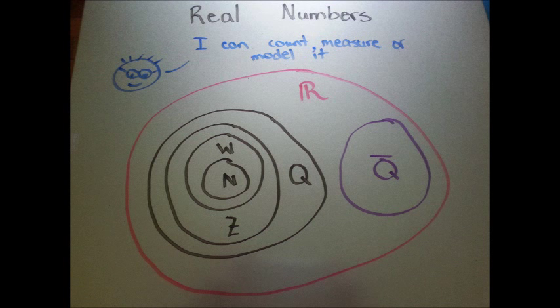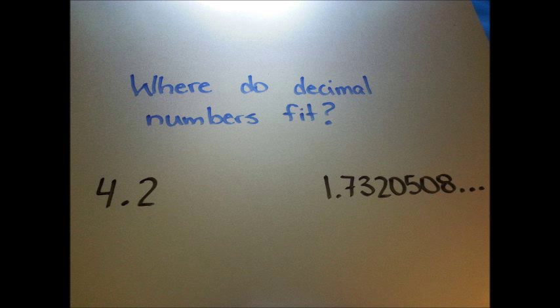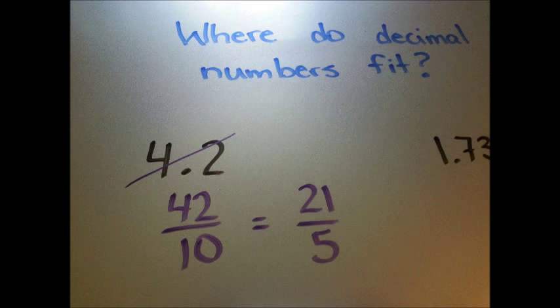Real numbers are things that you can count, measure, or model. So where do decimal numbers fit in? Let's take a look at 2 examples. If we start with 4.2, that could be represented as a fraction. It could be 42 divided by 10 or 21 divided by 5. Since it can be represented as a fraction, it's a rational number.